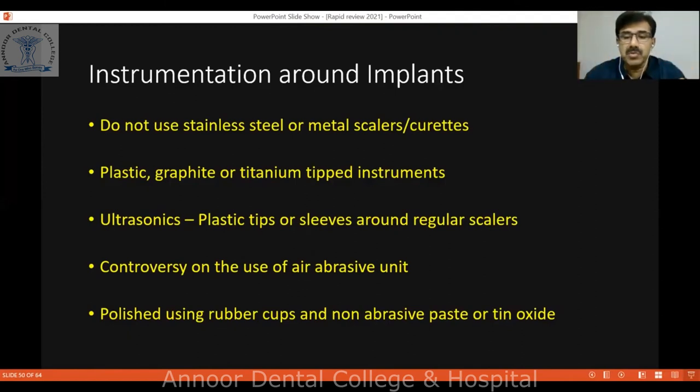Then ultrasonics can be used, but ultrasonic tips cannot be a steel tip, because again, it can abrade or roughen the implant surface. You can use a plastic ultrasonic tip, or onto your regular ultrasonic tip, you can add certain sleeves. Apart from these, you can use air abrasive units for decontaminating the implant surface. And also the implant surface can be cleaned by means of a rubber cup using different abrasive pastes like tin or tin oxide, right? So these are the different methods.